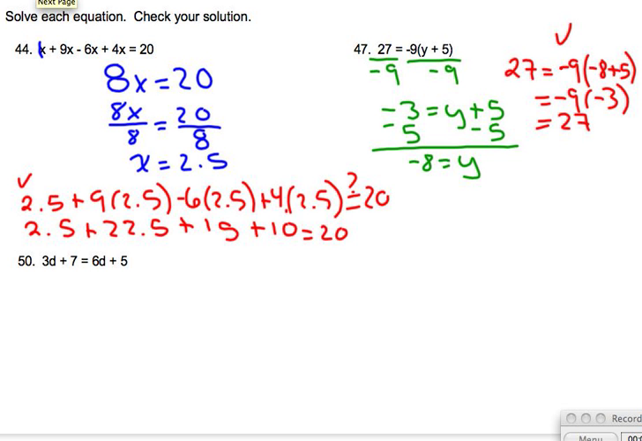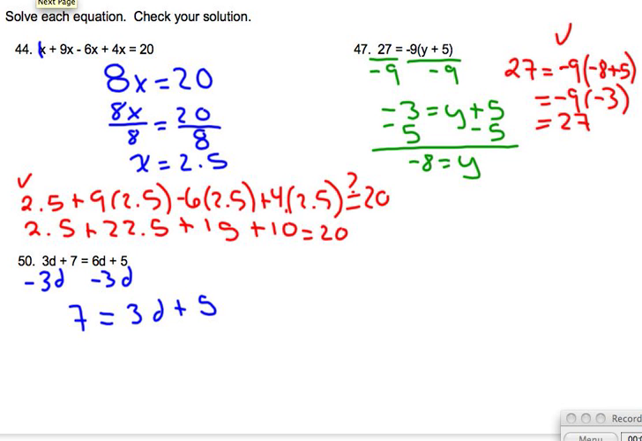It checks. The last problem for this group that I picked has a variable on each side. You have to always get all your variables to one side, all your numerical values to the other side. My rule I always say is move the smallest of the variables. So we're going to move that 3D over by subtracting the 3D. When I do that, I'm left with 7 equals 3D plus 5.